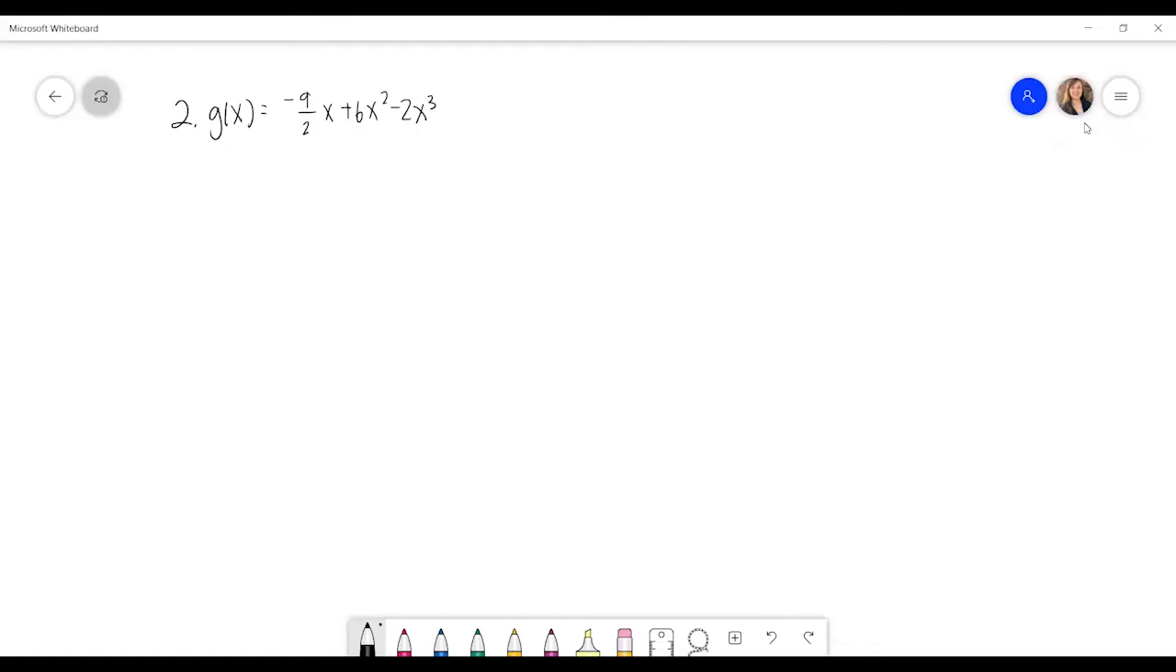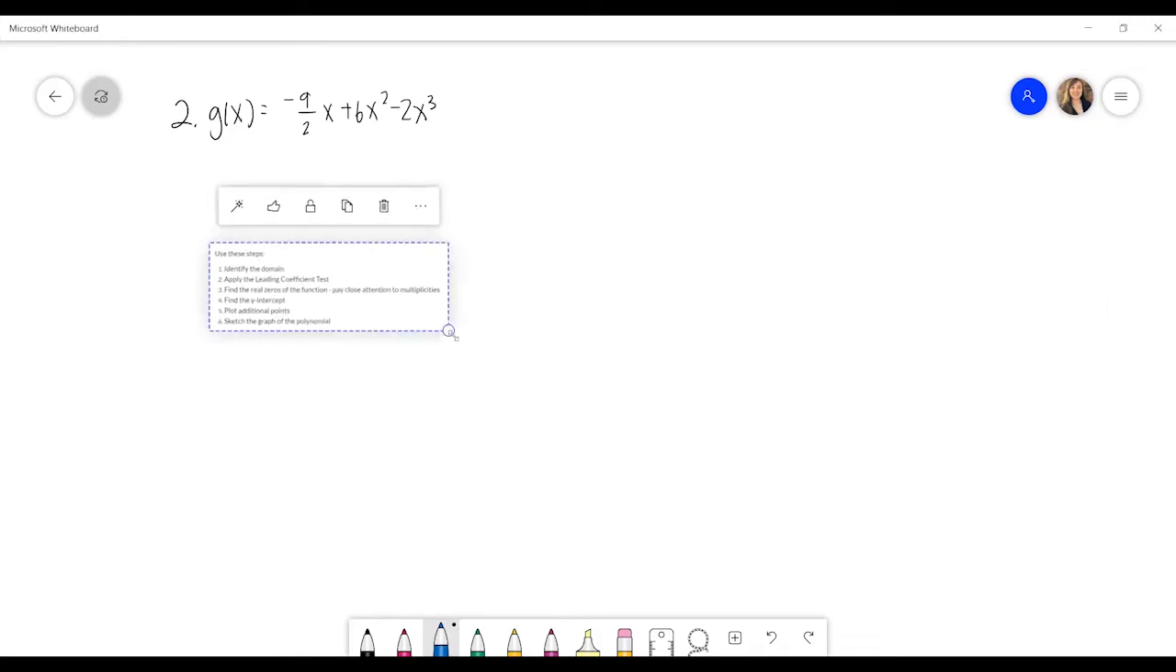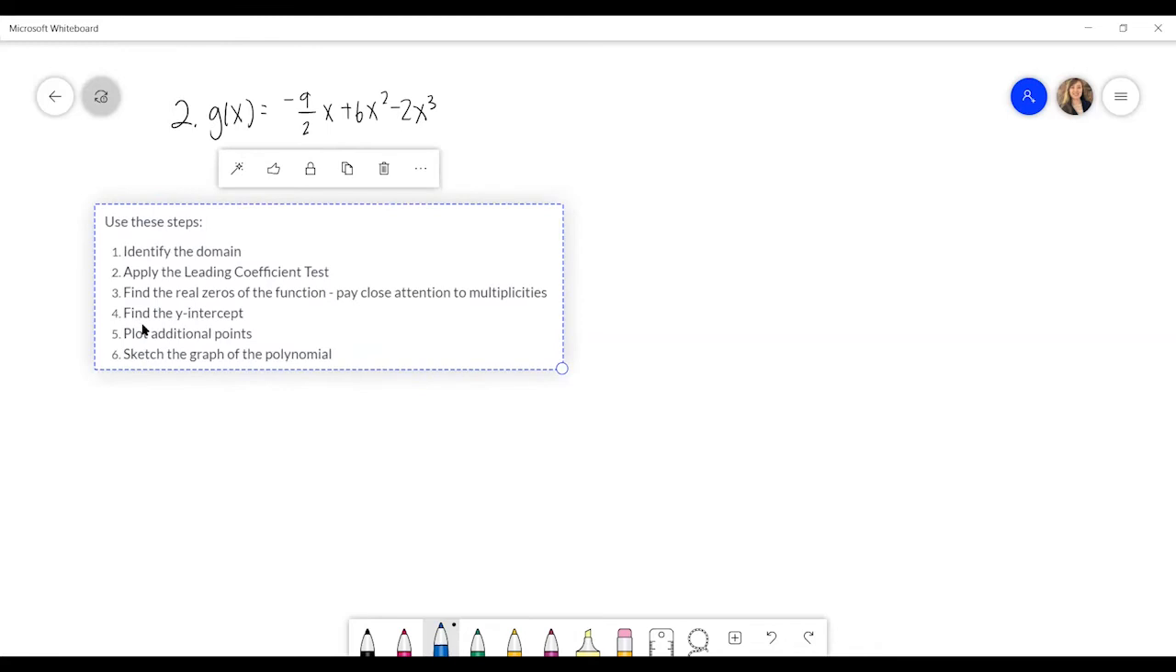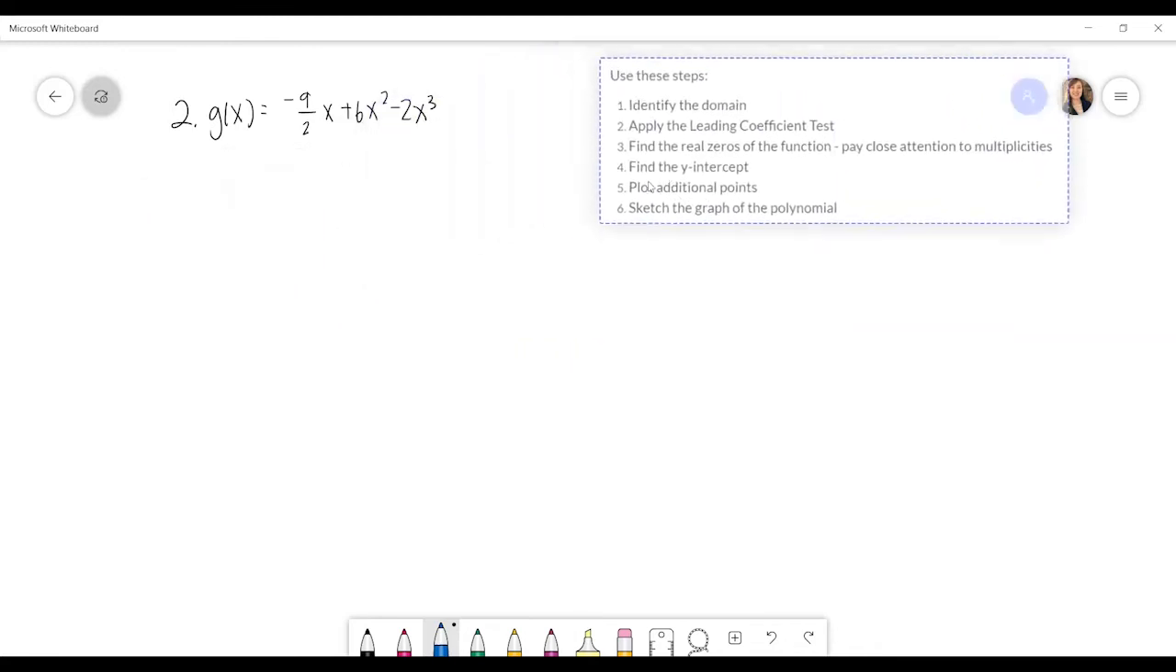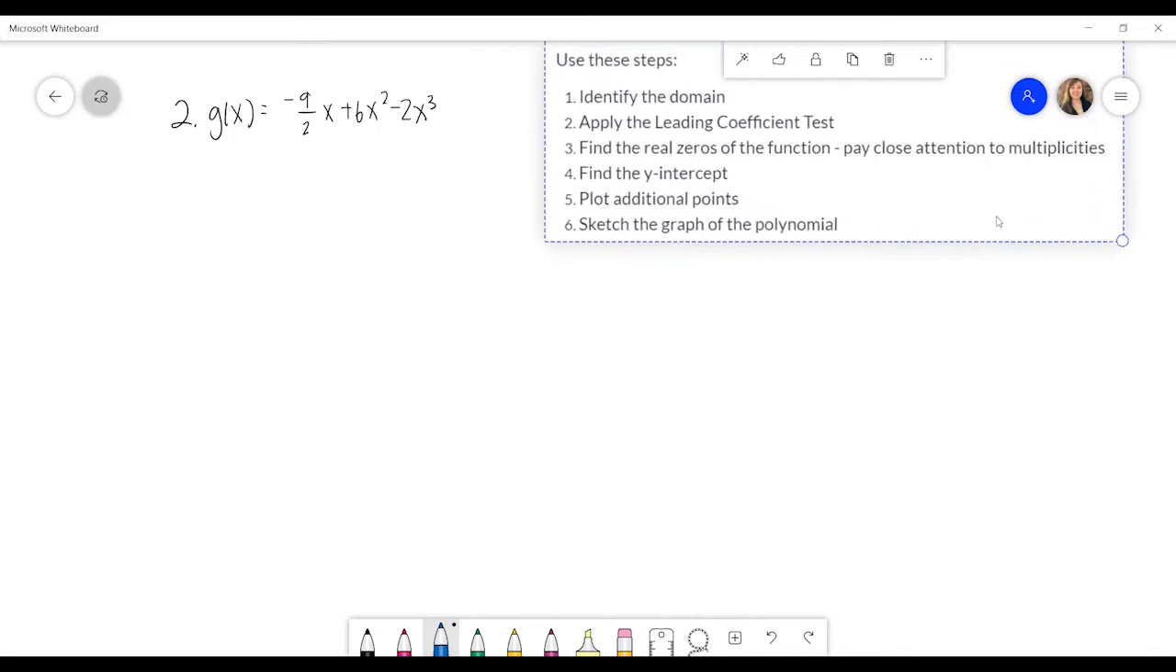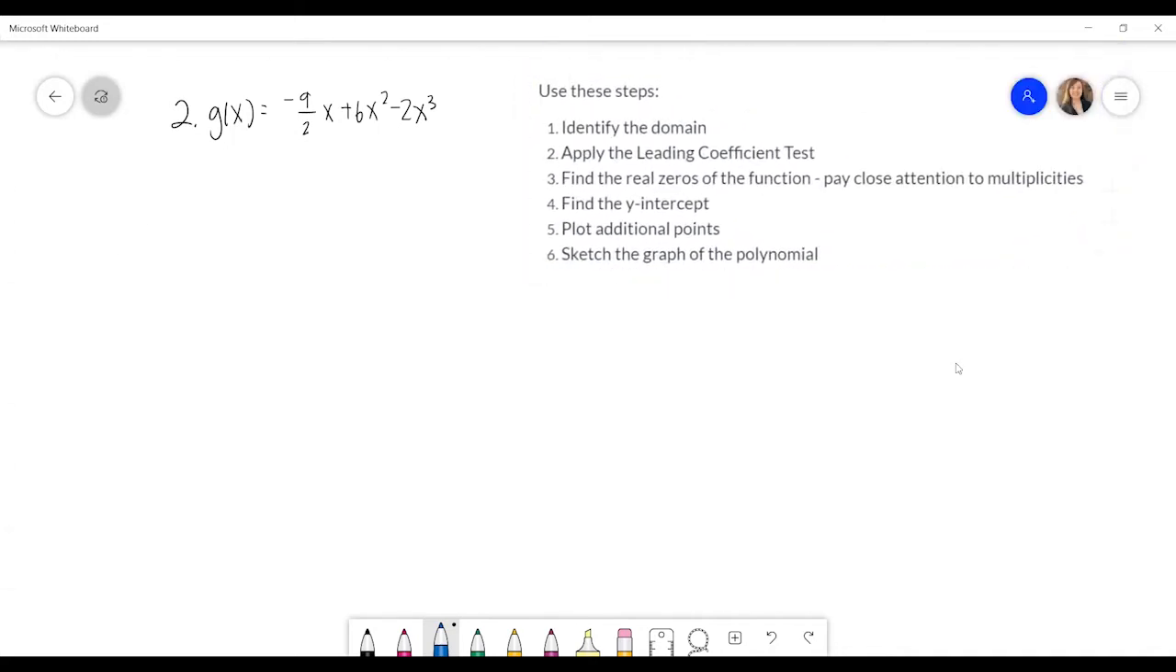Okay, so this one has a fraction. I know everyone loves fractions, but it's a cubic function, right? And let me bring out my list of things we can use, our kind of checklist for our graph here. So again, I have that first one on the list, even though it's not going to be very surprising every time. That's fine with me.